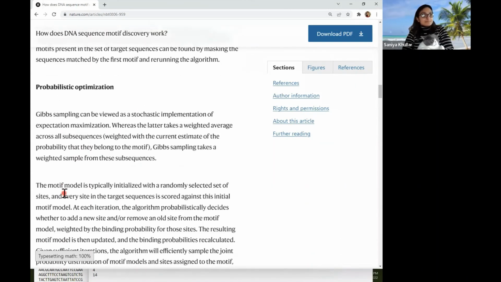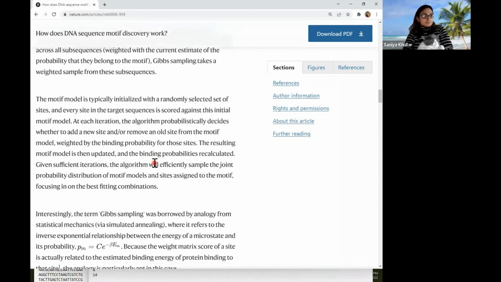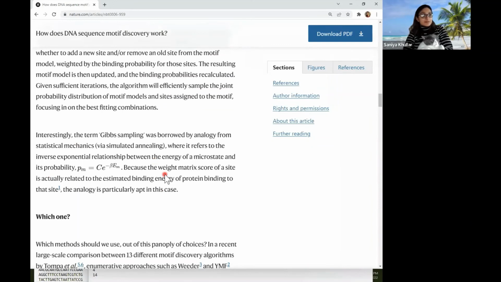But instead, Gibbs sampling is a stochastic implementation of expectation maximization. Expectation maximization takes a weighted average across all subsequences, weighted with the current estimate of the probability that they belong to the motif. Gibbs sampling takes a weighted sample from these subsequences. So we look at it here as well.